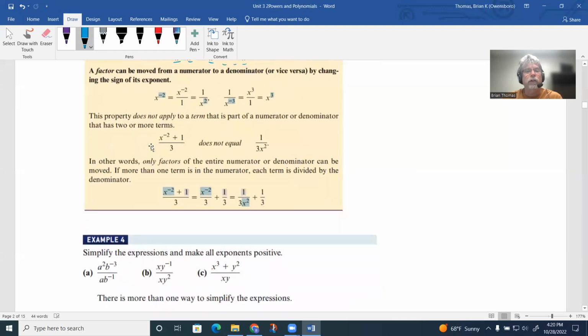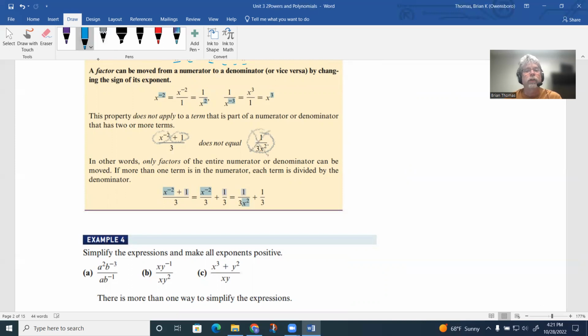Now, one thing you cannot do is, if things are connected by multiplication and division, that's one thing. But notice how we have this x to the negative second plus this 1. This actually is two different terms. So this and this are two separate things. So we can't just move this x to the negative 2 down to the bottom and write this as 1 over 3x squared. This would not be a legal move. This would be a bad thing.